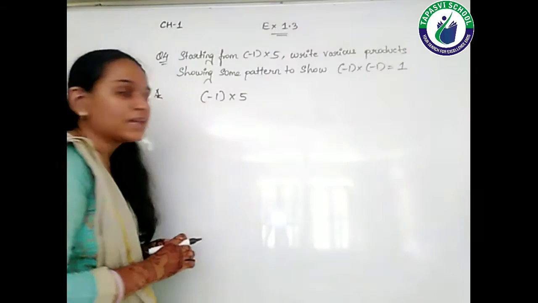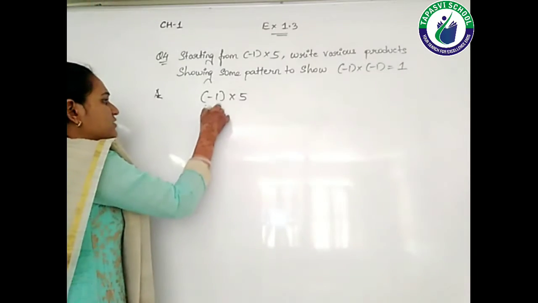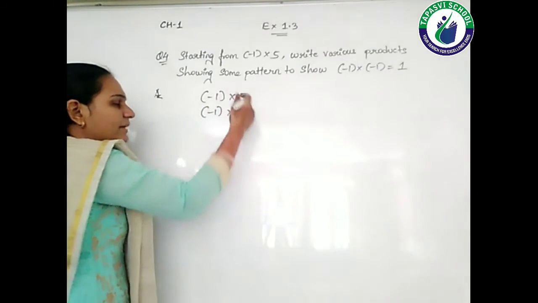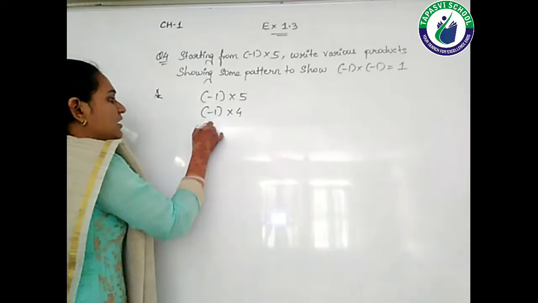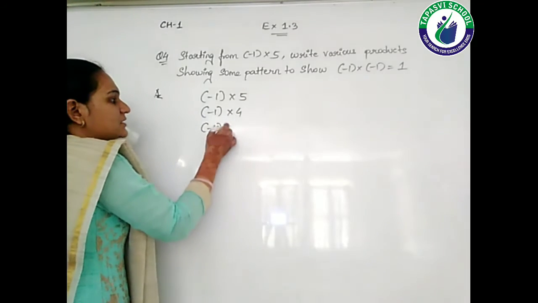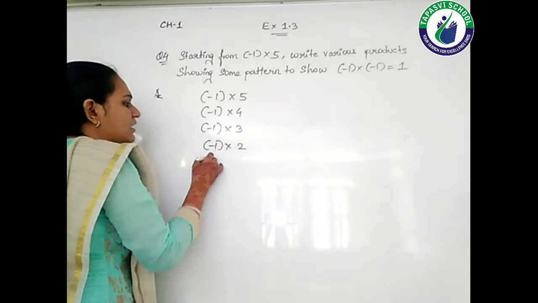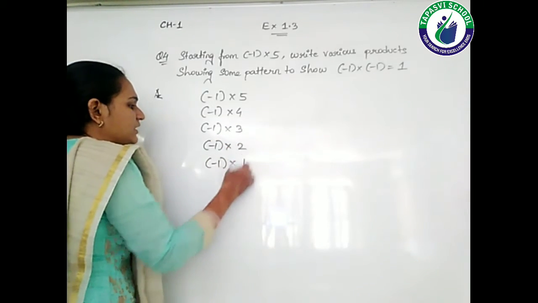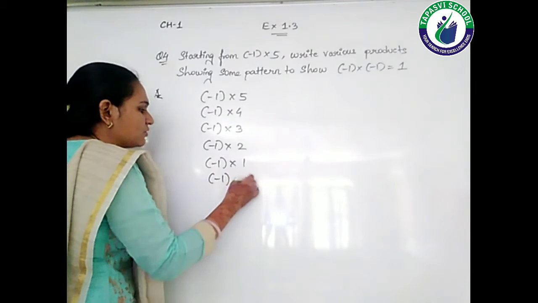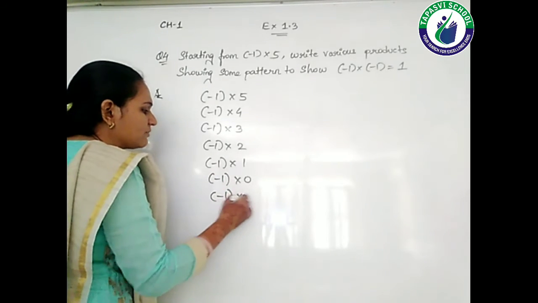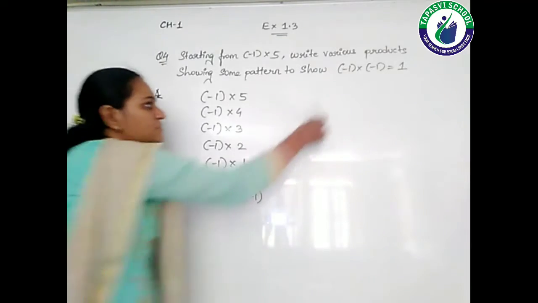Minus 1 into 5, right? Then minus 1 into 4. One by one you have to decrease it. This minus 1 will remain as it is. Minus 1 into 3. Minus 1 into 2. Minus 1 into 1. Minus 1 into 0. Minus 1 into minus 1. So there we will stop it.